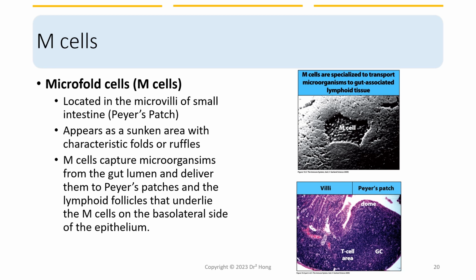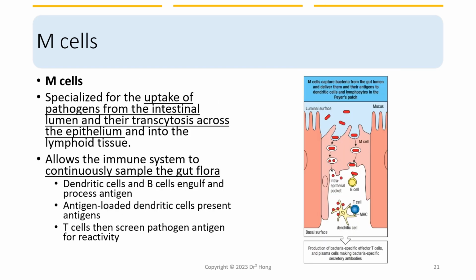M cells capture microorganisms from the gut lumen and deliver them to the Peyer's patches and the lymphoid follicle that underlie the M cells on the basolateral side of the epithelium. M cells are specialized for the uptake of pathogens from the intestinal lumen and deliver them to the basolateral side of the M cell membrane.